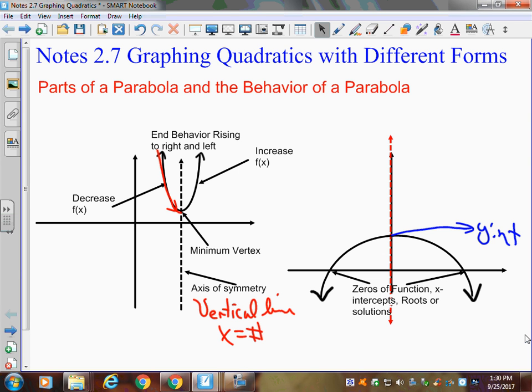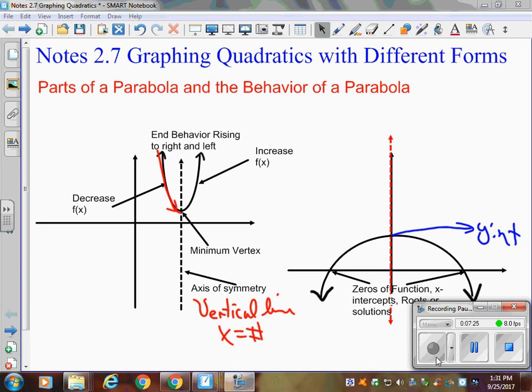Can anybody think of something else that could happen with this problem besides it crossing twice on the x-axis or not crossing at all? All right, I want you to think about that until you find one. I'm going to pause the video because I want to move the air conditioning thing. All right, what do you think? What else could have happened?